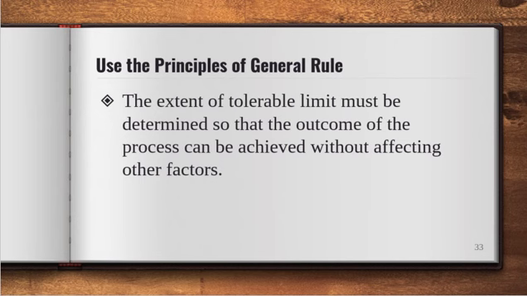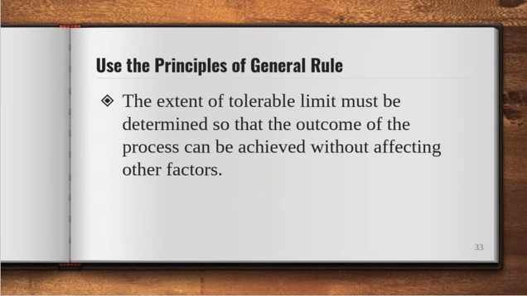Next, the extent of tolerable limit must be determined so that the outcome of the process can be achieved without affecting other factors. Sometimes a manufacturer allows a general rule when considering the tolerance of parts. They include the plus or minus rule. Even with the availability of specification manuals, manufacturers accept it but do not tolerate using it even though it does not cross the maximum limit of tolerance. So not all parts or systems can be applied with this kind of principle.